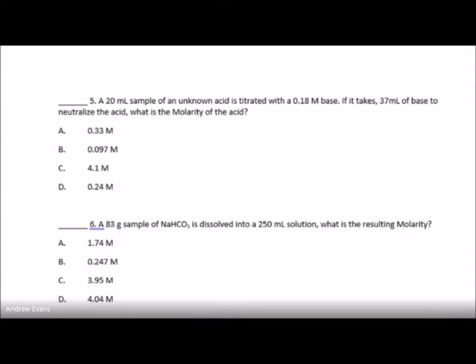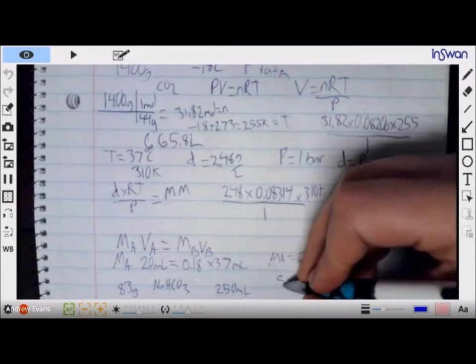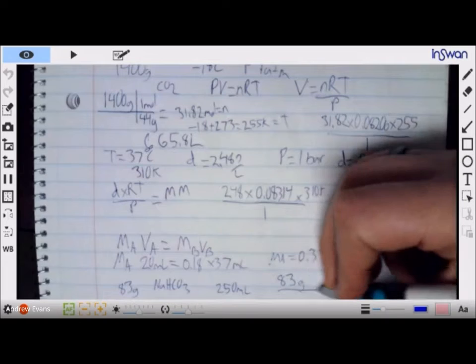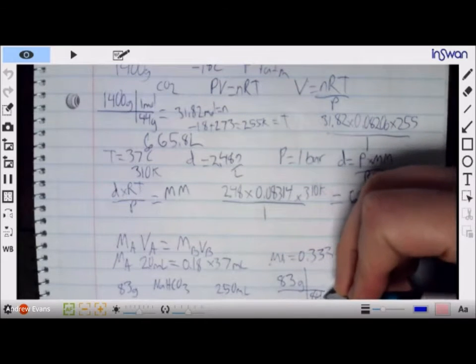Another similar one, an 83 gram sample of sodium bicarbonate is dissolved in 250 mils. So what is the resulting molarity? 83 grams of NaHCO3, 250 mils. So this one is grams to moles to molarity. So I'll start with 83 grams. What is the molar mass? Sodium is 23. Hydrogen is 1. Carbon is 12. Oxygen is 16. There's 3 oxygens, so the molar mass is 84 grams per 1 mole.